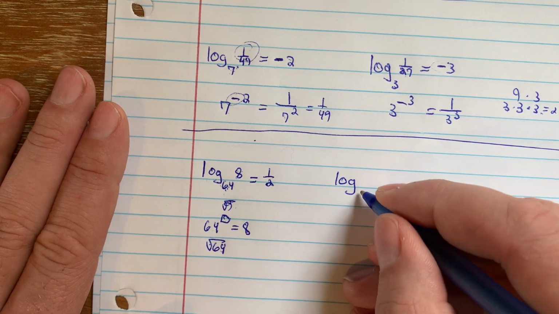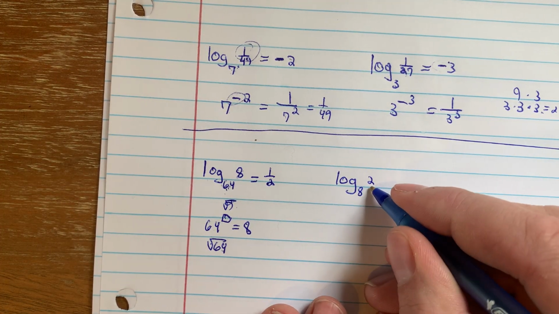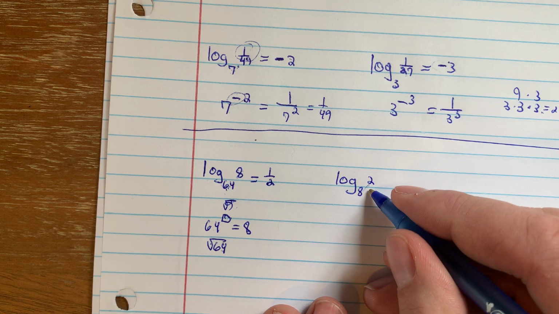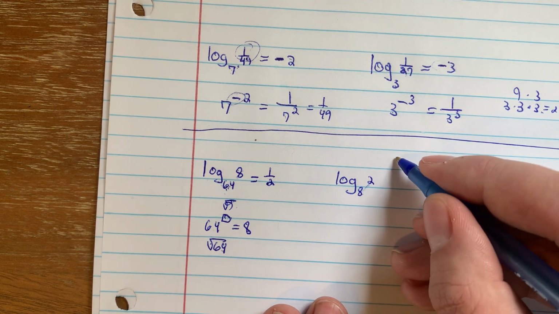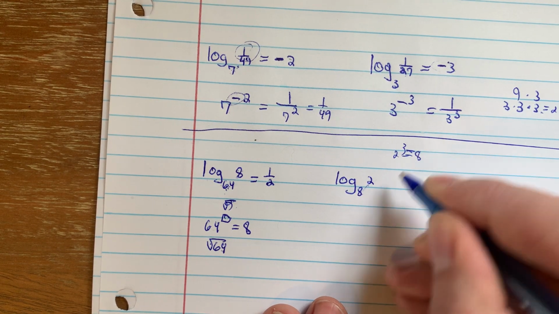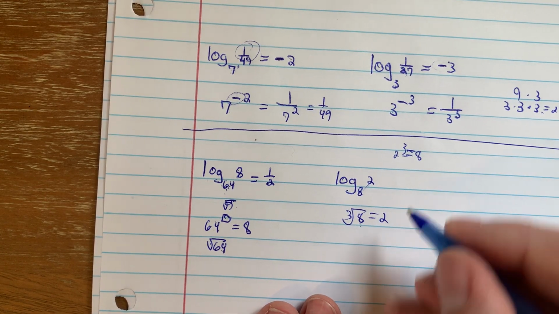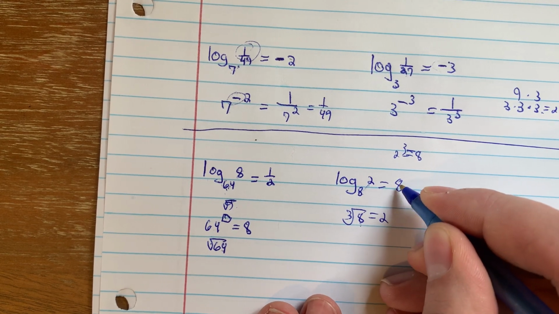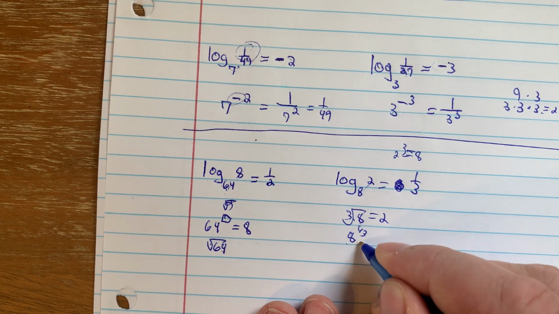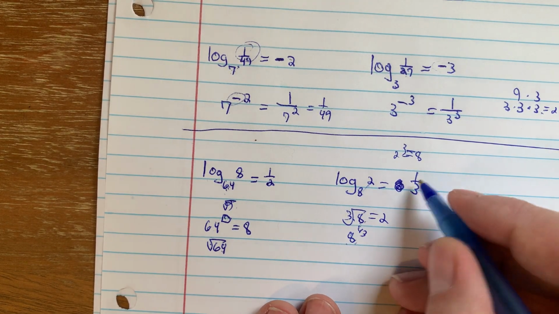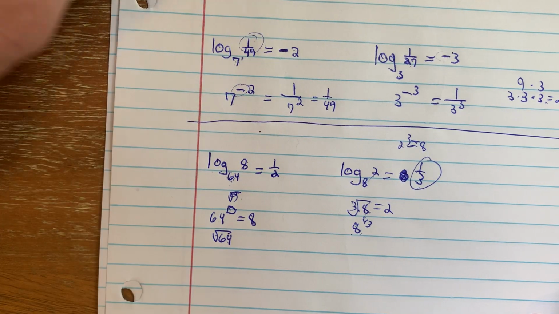So why don't you guys try one on your own? Log base 8 of 2. And hopefully here you can see that it's not a negative, but it did go down. So it's going to be a root. So what root can we do? Well, 2 to what power gives us 8? 2 to the third power is 8. And so the cube root of 8 gives us 2. And what power is this? Well, this is the 1/3 power. 8 to the 1/3 power means the cube root of 8. And that is 2. So the exponent that we need on 8 is 1/3. So hopefully you feel good about that.